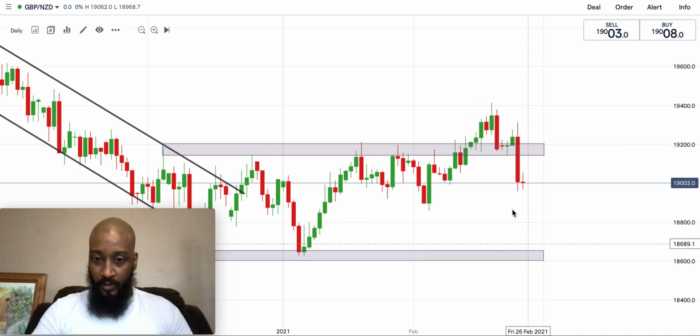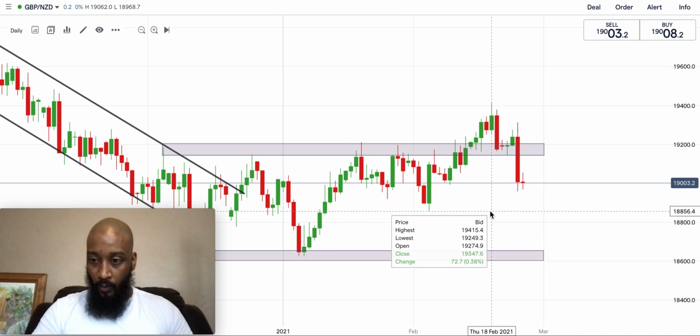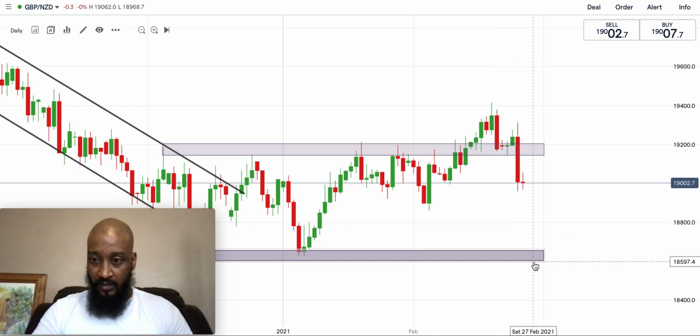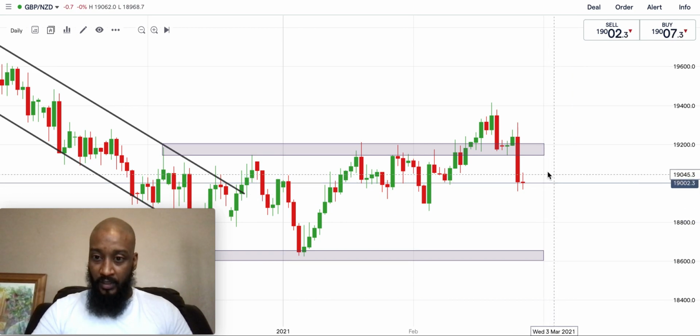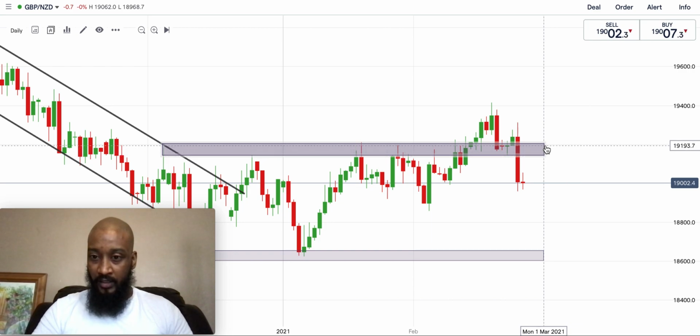So in terms of price targets for exporters, this low here around 188.50 would be first target, and then 186 would be second target. For importers, if you want to buy some New Zealand dollars, if we can get back up to say 191.40 to 192, that would be your areas to buy.